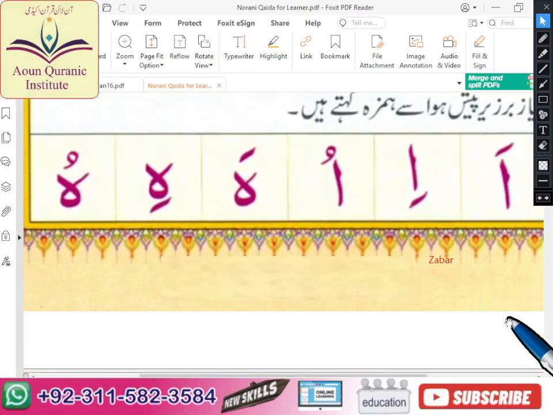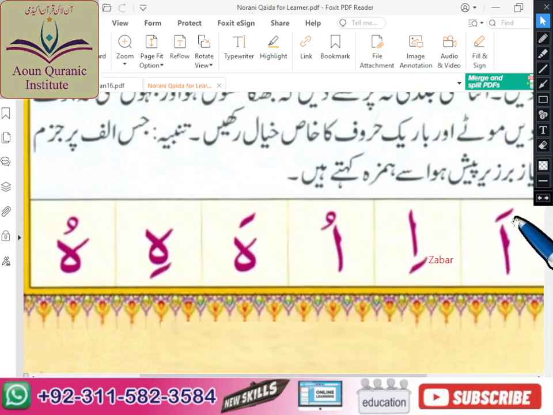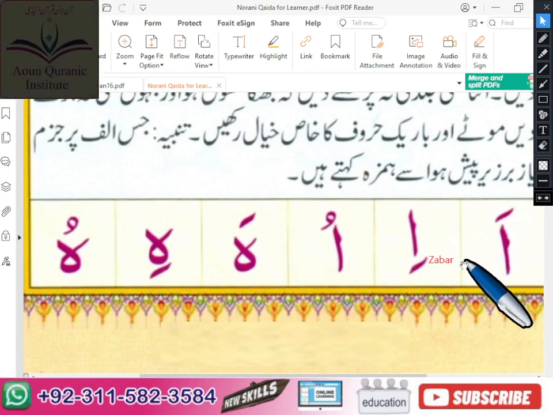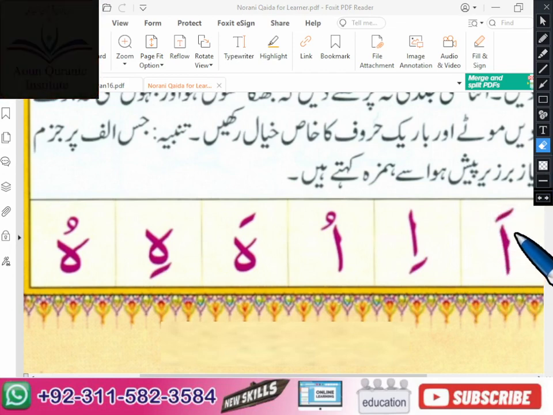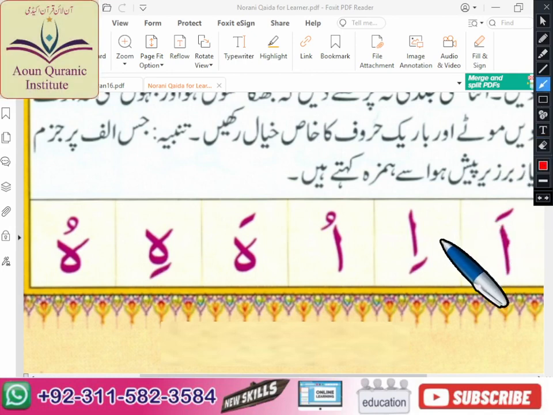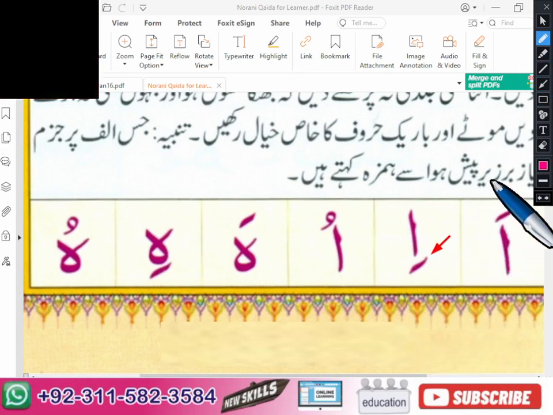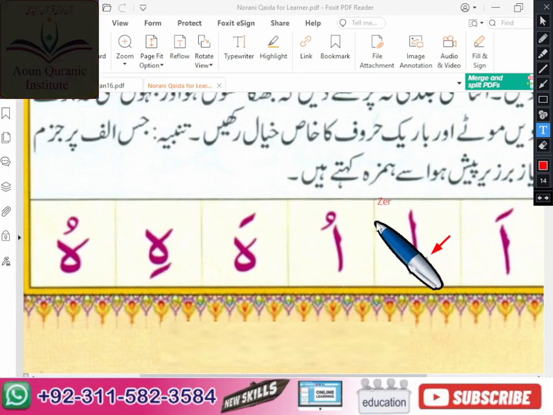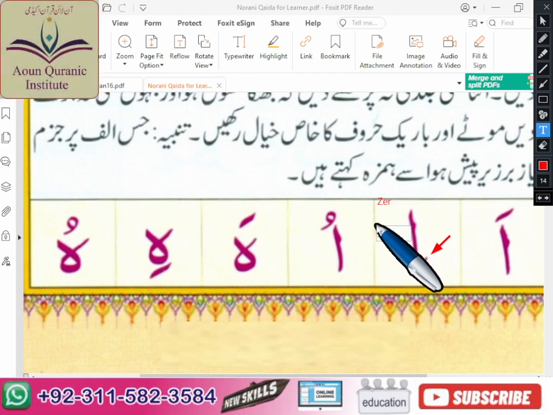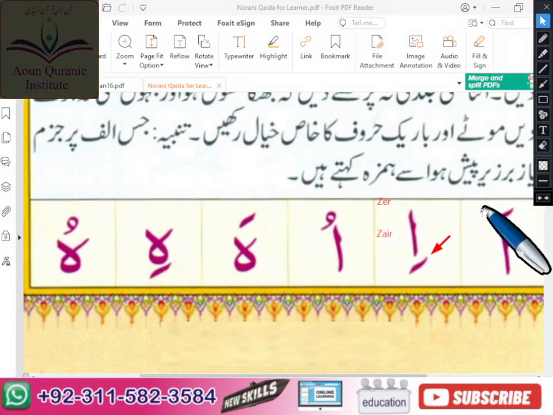So, this symbol name is zabar. And next one. Now tell me please about zabar. Zabar will show up or down? Up. All the time up. And this symbol name is zair. What's the name? Zair. Yeah, you can spell like this and you can spell like this. Zair or zer.